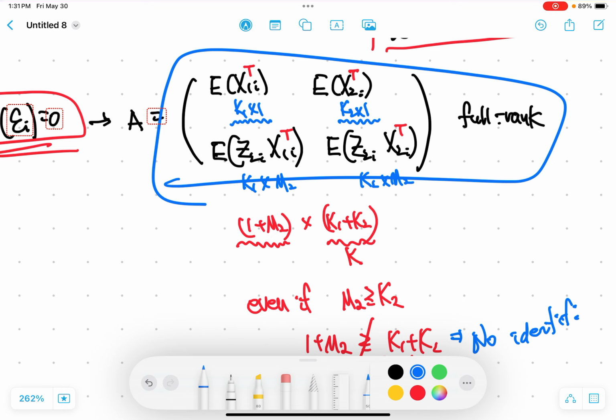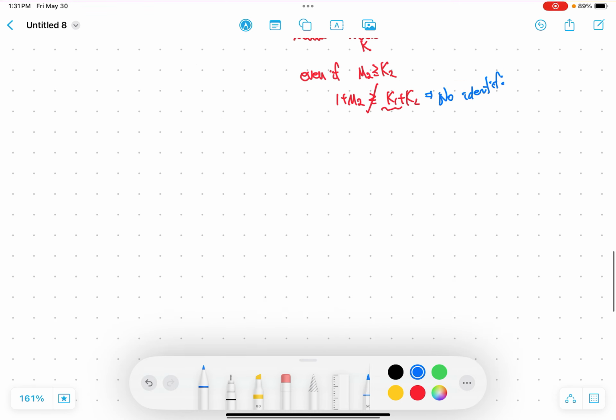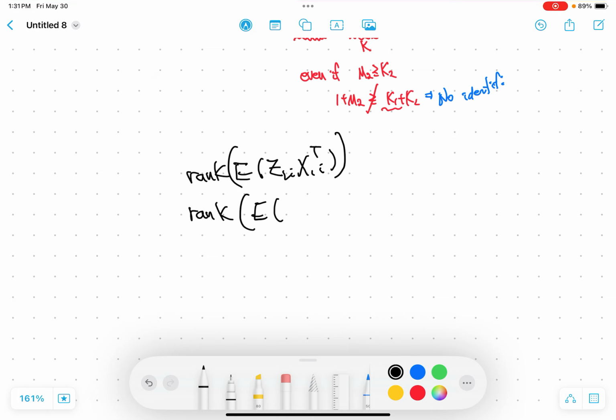Let's see what other answers are. Pretty much similar answers, like about the rank of part of the regressors, something like this: rank of the expectation of z2 x2 cannot be considered as a sufficient condition for the identification, right? Let's see.